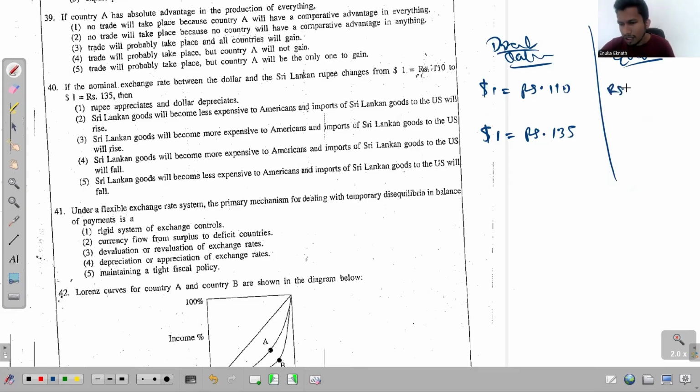So rupees 1 equals 1 over 110, and in the second case rupees 1 equals 1 over 135. So in the exam you don't need to do this division.